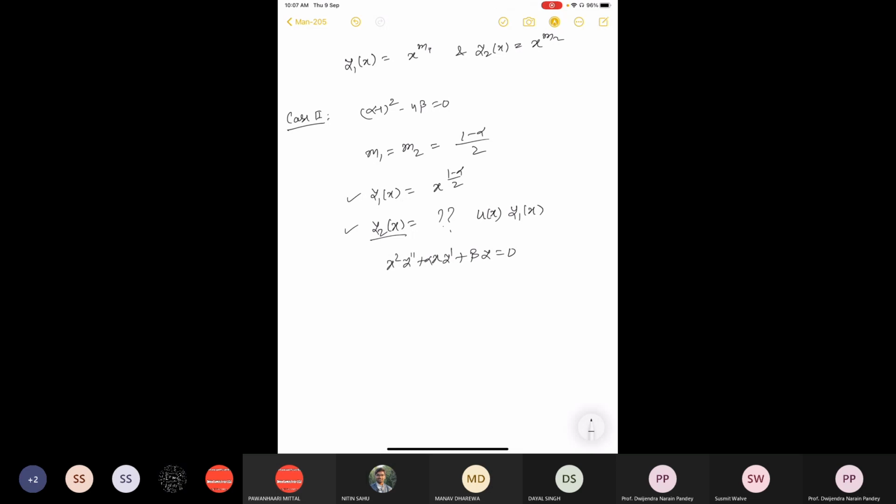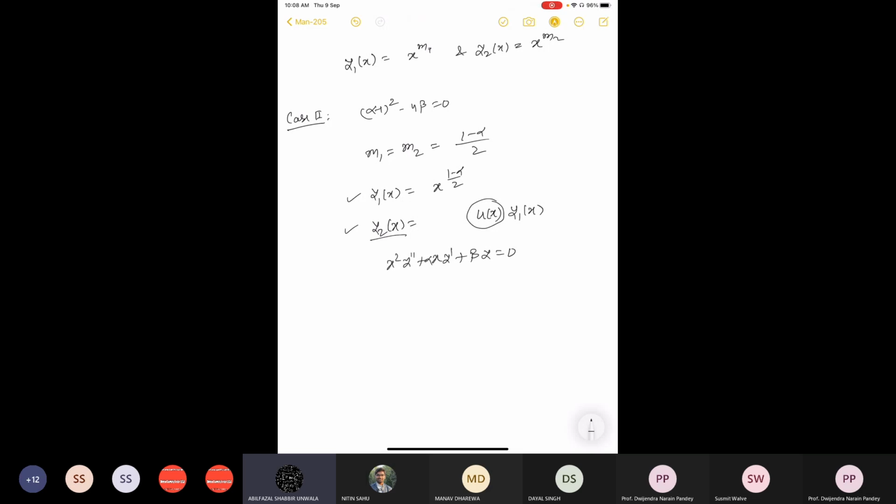So is it necessary that y2 and y1 are linearly independent? Like if we write y2 in this form? Why is it linearly independent? Because this u(x) is a function, right? So you simply write it here. Is it possible that when we solve the differential equation, we get a form of u(x) such that it is a constant?